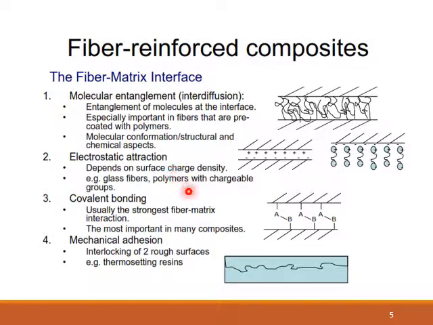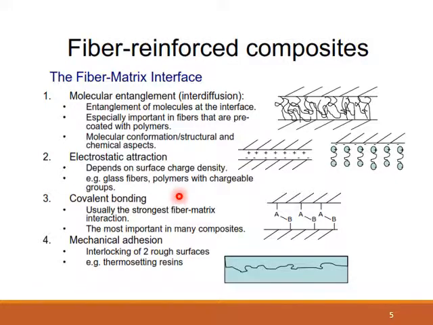Another way of improving the interface property is to have electrostatic attraction between the matrix and the fiber. This will obviously depend on whether there is a possibility of any charge on the surface of the two phases. If you have a case where the surfaces are charged, then the attraction can affect the interface property. A typical example is fiberglass with a polymer that has chargeable groups. Because of these charge properties, they can attract each other and have an effect on the interface property.